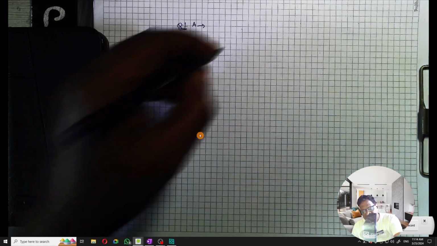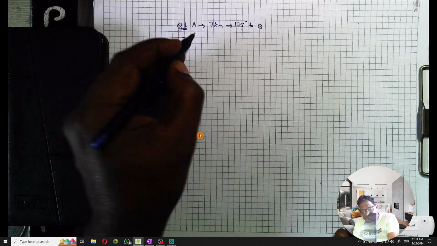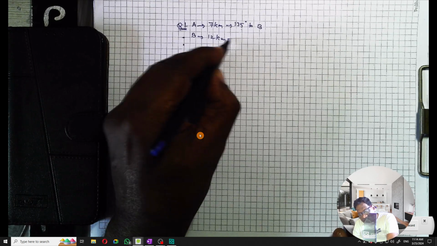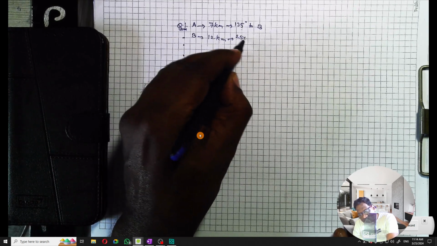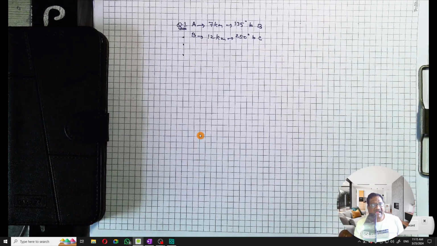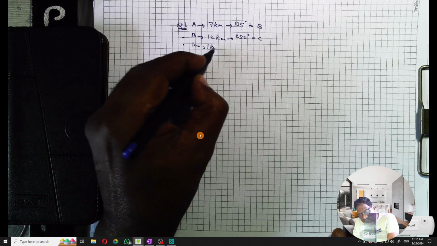the object is starting from the point A and it is traveling some 7 kilometers at a bearing of how much? It is 135 degree to reach B. And from B, again, the object is traveling some 12 kilometer at a bearing of 250 degree to reach the point C. And they have given that you have to take 1 centimeter equal to 1 kilometer as the scale.